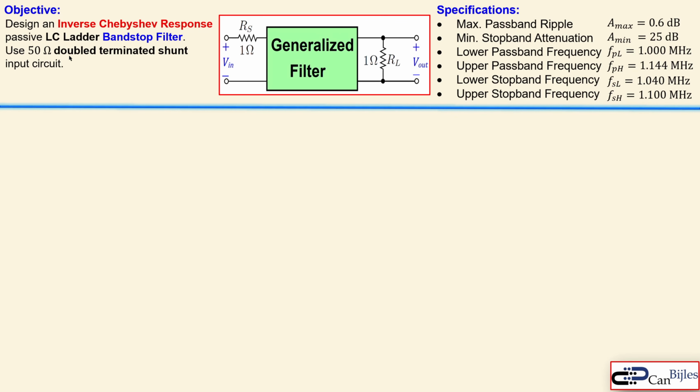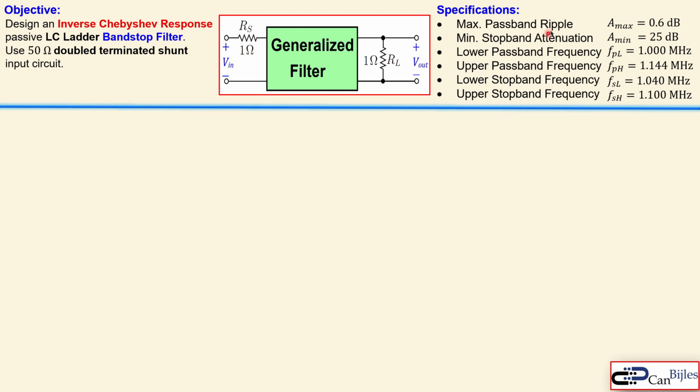So let's look at our objective. We want to design an inverse Chebyshev response of an LC ladder configuration. That will be then this filter. We will design that shortly. It must be a bandstop filter and also using a 50 ohm double terminated shunt input circuit. That means the following: the RF, which is the source resistor, and the load RL must be 50 ohm each. These are normalized values. These are 1 ohm.